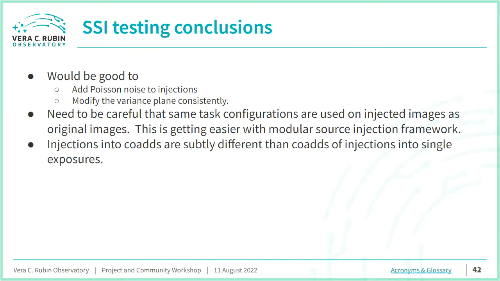All right, so my conclusions, which I think we've talked about before. We should add the Poisson noise. We should modify the variance plane. We have to be careful with making sure we're running the same configuration on the original and the source injected images. That should get easier with the new modular framework that Sophie already mentioned. And then, there are some subtle differences in injections into coadds or coadds of injected images. There are some small differences, but it's mostly pretty rock solid. And I think that's my last slide.